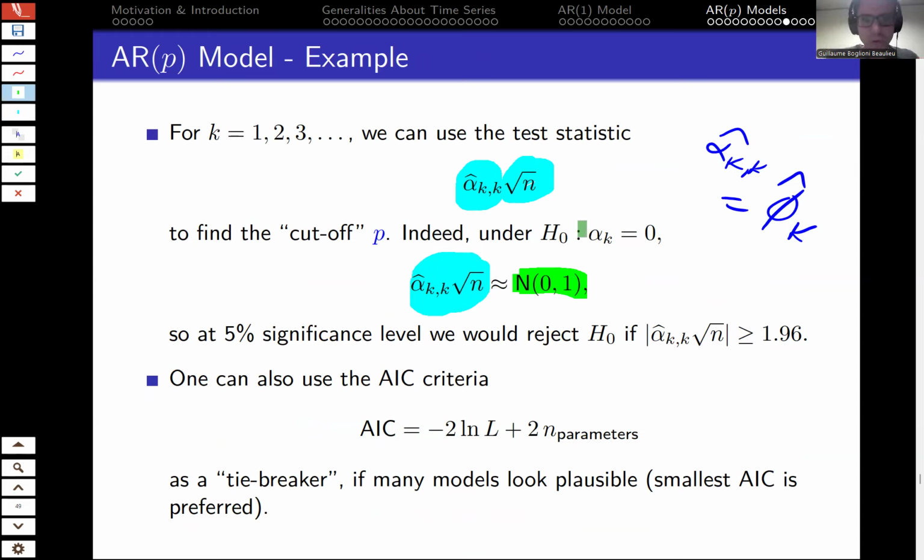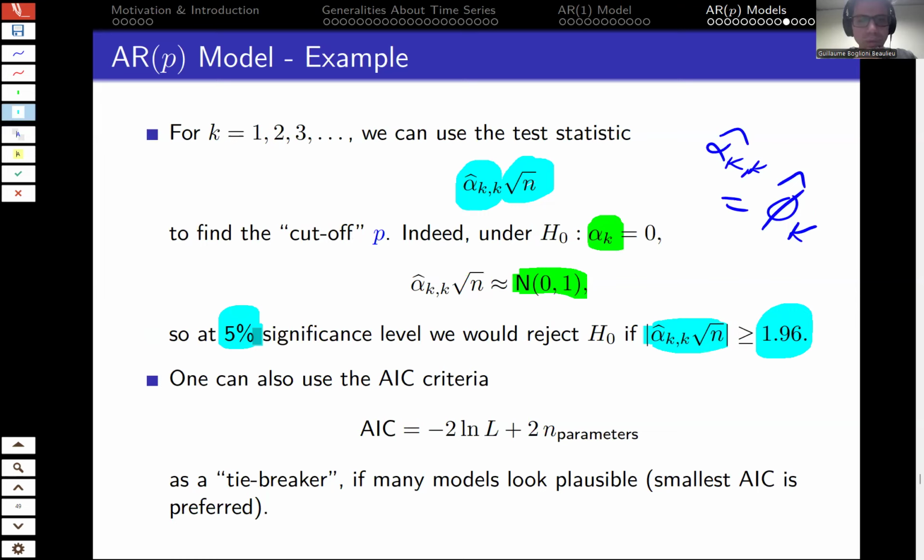Okay, under H0, under the assumption that the parameter is 0, the fitted alpha times square root of n is a normal 0, 1. So at the significance of 5%, you would reject H0 if the statistic is, of course, bigger than the critical value, 1.96. Again, specifically for 5% significance. And again, we'll see an example in a second, hopefully making this slightly more concrete.